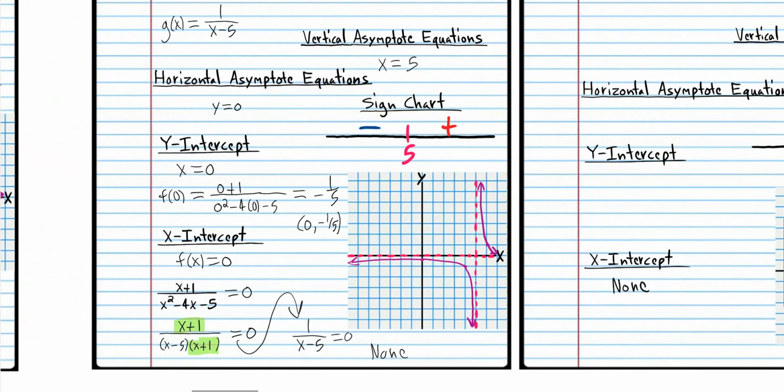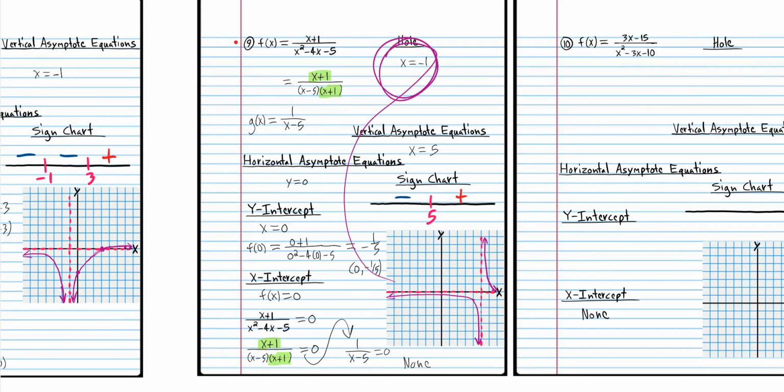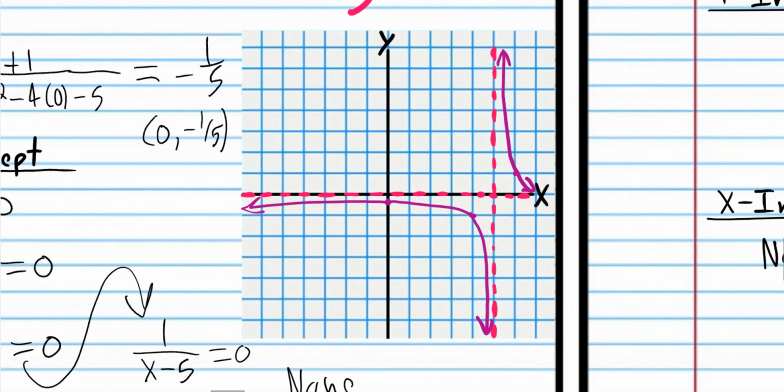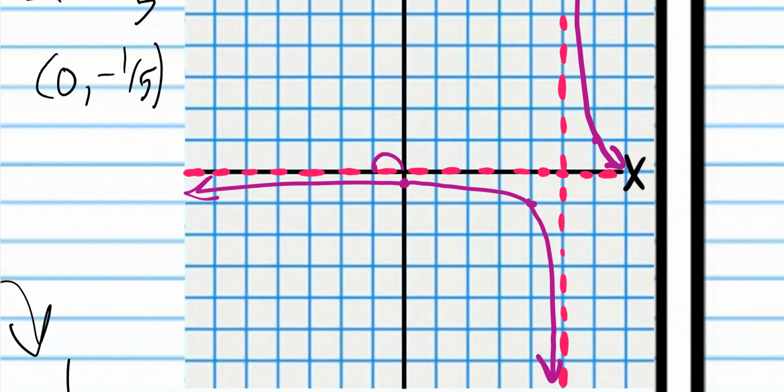But we haven't considered the hole. The hole occurs at -1. So let's go out to -1 and change this to a hole. That has to be a hole. If it's not an open dot there, then our graph is not correct.